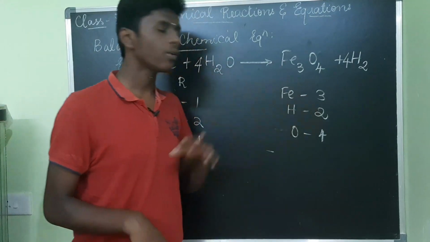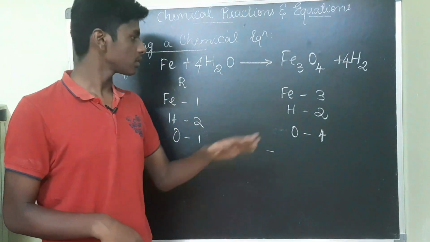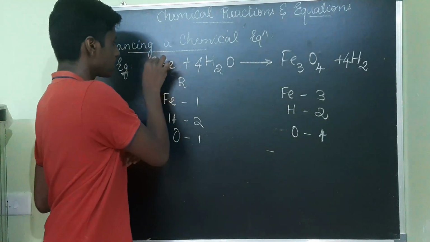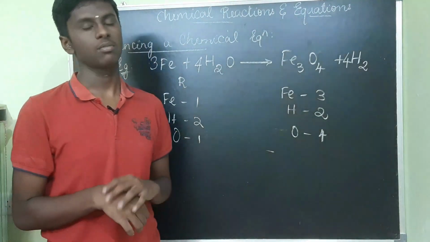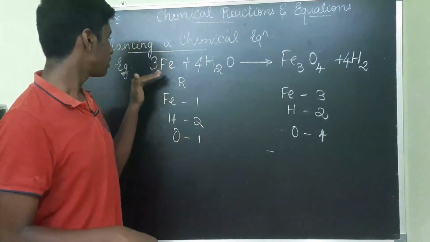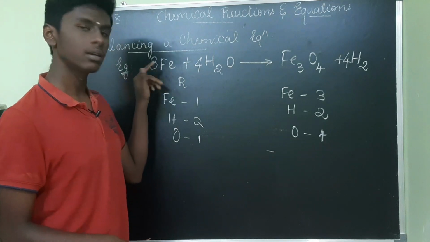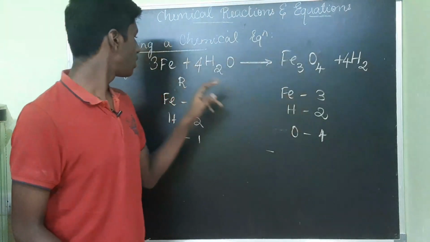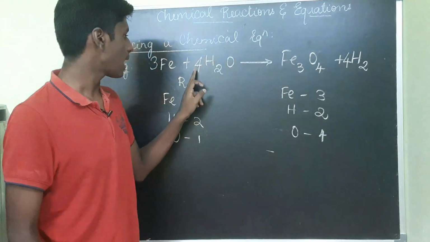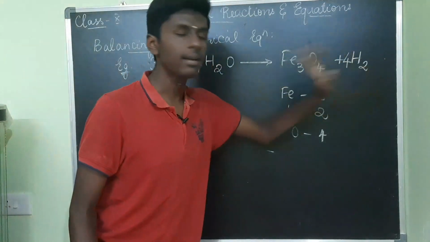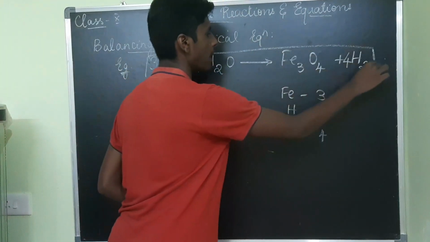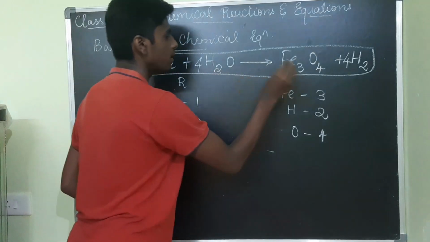Now here 3 iron atoms are there. So what will I place over here? Yes, I will place 3 before Fe, so that there are 3 iron atoms on each side. 3 here, 3 there, 4 oxygen atoms, 4 oxygen atoms, and 8 hydrogen atoms, 8 hydrogen atoms. Now this is a perfectly balanced chemical equation.